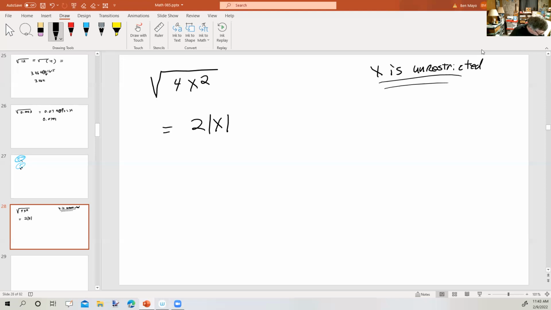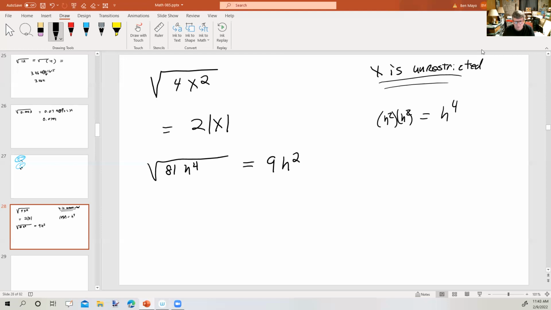All right, now let's take a look at another example. Let's say we've got the square root of 81h to the 4th power. The square root of 81 is 9. The square root of h to the 4th power, in other words, what times what would be h to the 4th power? It would be h squared times h squared. In other words, what times itself? So this would be 9h squared. But wait a minute, we're taking an even root, so we've got to make sure that the answer isn't negative.